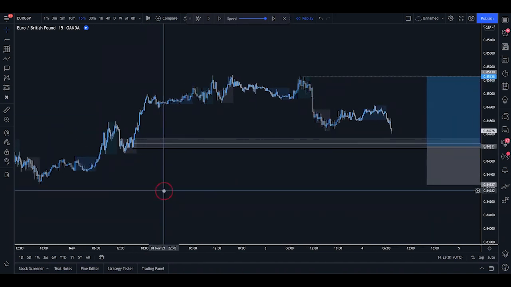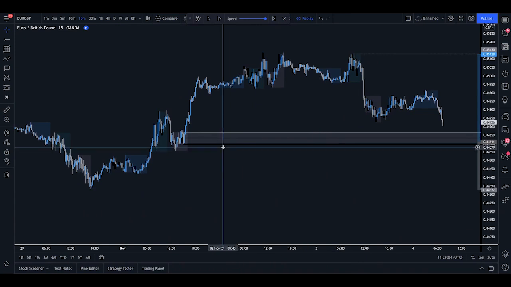Why is that? Well, if we look back to the concept of structure and market efficiency, we can see here we came in and we formed that low.